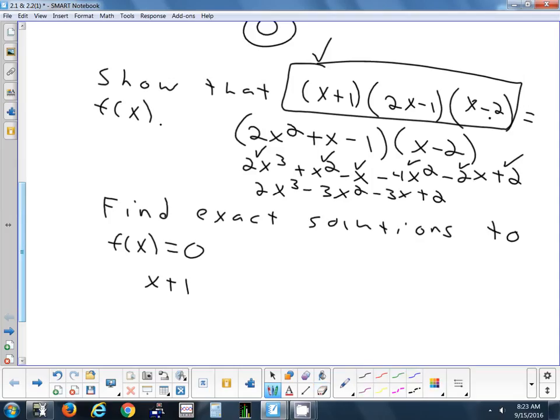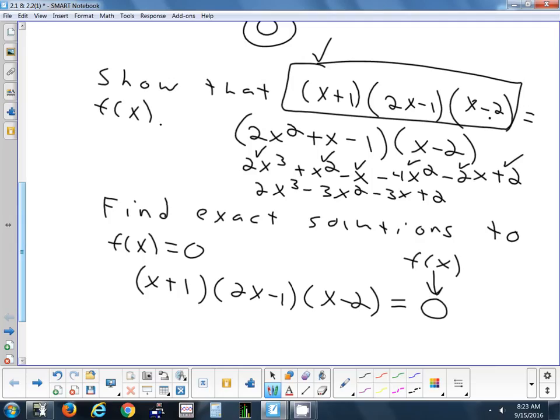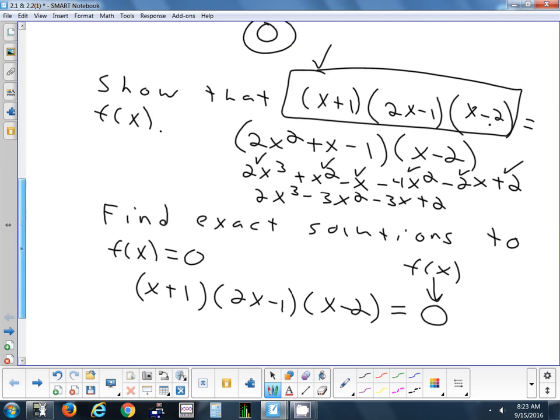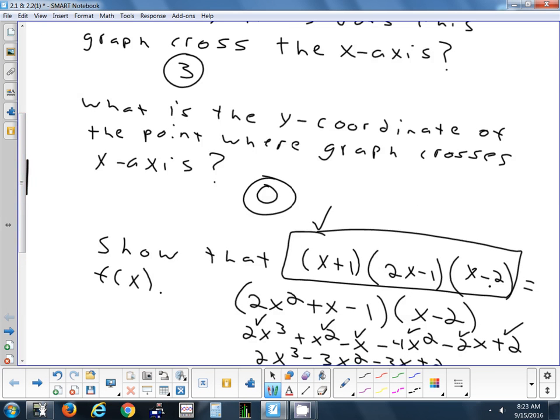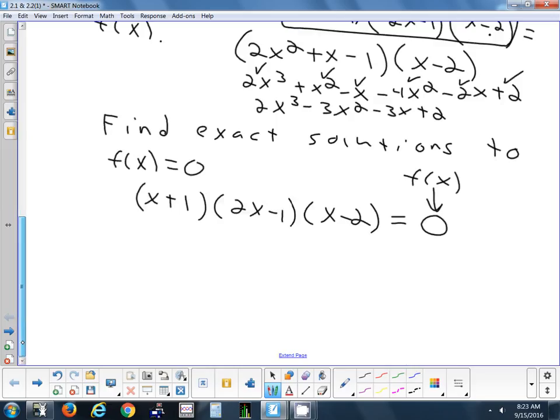So I've got x plus 1 times 2x minus 1 times x minus 2 equals 0. Okay? This is where f of x would normally be. And remember, f of x is y. Okay, so I'm letting the y value equal 0, and I'm finding the x value. We just said earlier, if you let the y coordinate equal 0, that's where the graph crosses the x-axis. Okay, so any questions on why, if I solve this, it'll tell me where it crosses the x-axis?